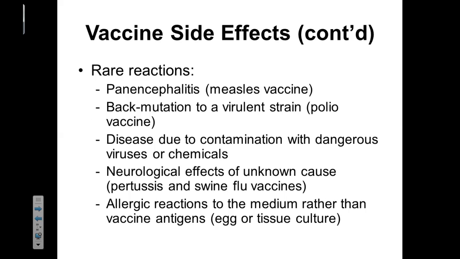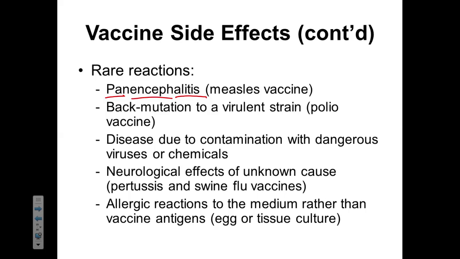Rare reactions can include panencephalitis from the measles vaccine. Panencephalitis is the swelling or inflammation of the entire brain. Itis meaning inflammation, encephal meaning brain, pan meaning the whole, or the entire. We could also have a back mutation to a virulent strain. So if we were to administer a non-virulent strain of the active microorganism, that non-virulent strain can become virulent after being administered. We occasionally are going to have diseases caused by vaccines because the vaccine was contaminated with another pathogen or a different pathogen.